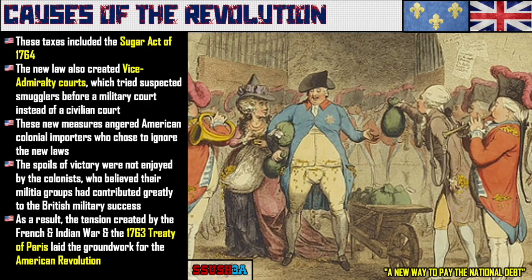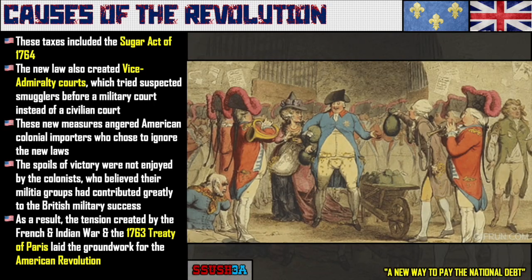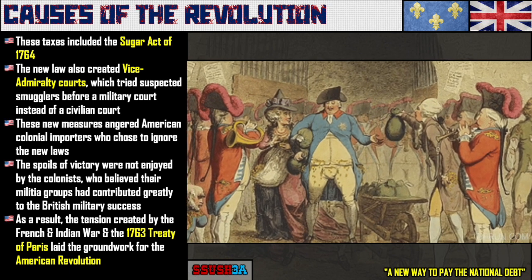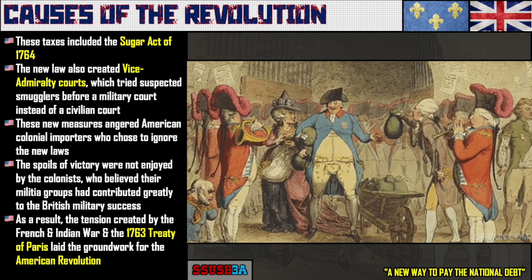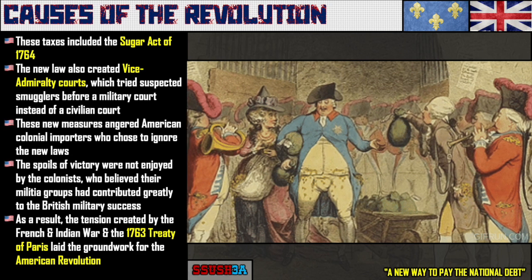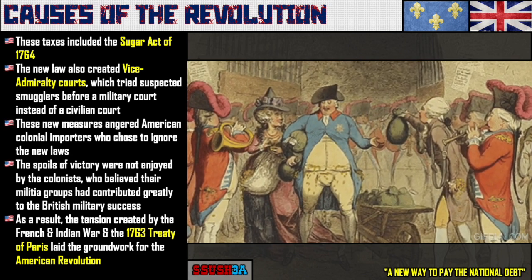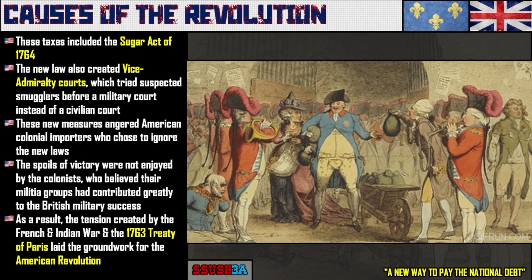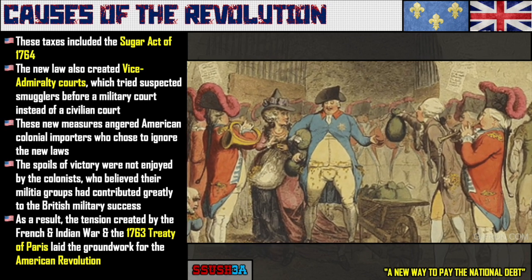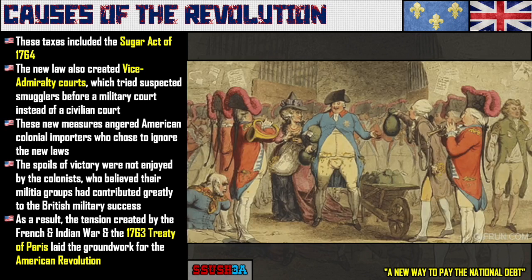These taxes included the Sugar Act of 1763. The new law also created vice admiralty courts, which tried suspected smugglers before a military court instead of a civilian court. This new measure angered American colonial importers who chose to ignore the new laws. The spoils of victory were not enjoyed by the colonists, who believed their militia had contributed greatly to the British military success in the French and Indian War.